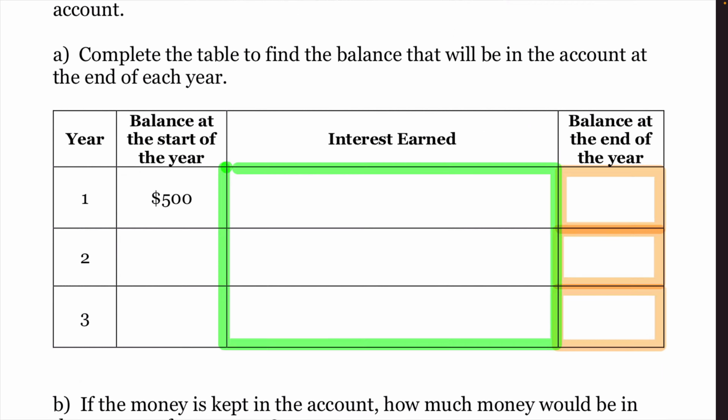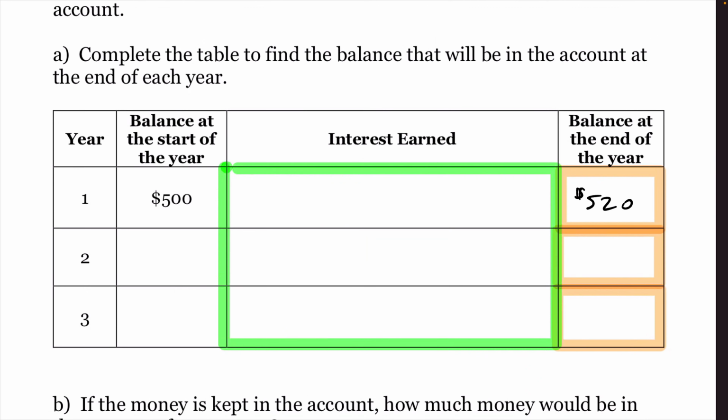How much money is he going to have after 1 year? Does anyone know? Keep working if you're doing the others, but does anyone know the first one? I'm just asking for the first one. $520. Good. He will have $520 at the end of that first year.